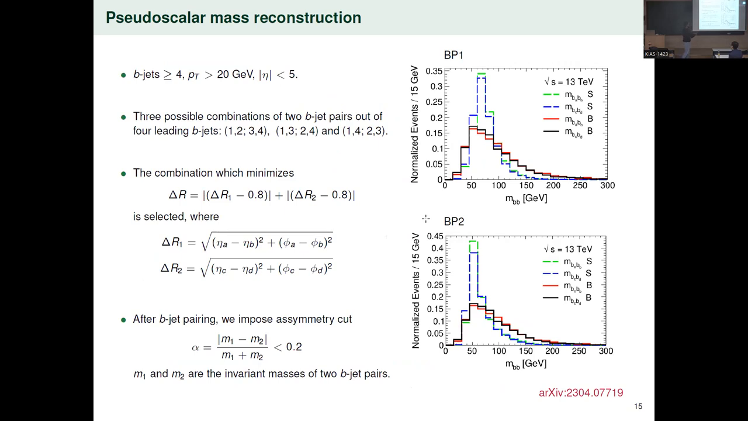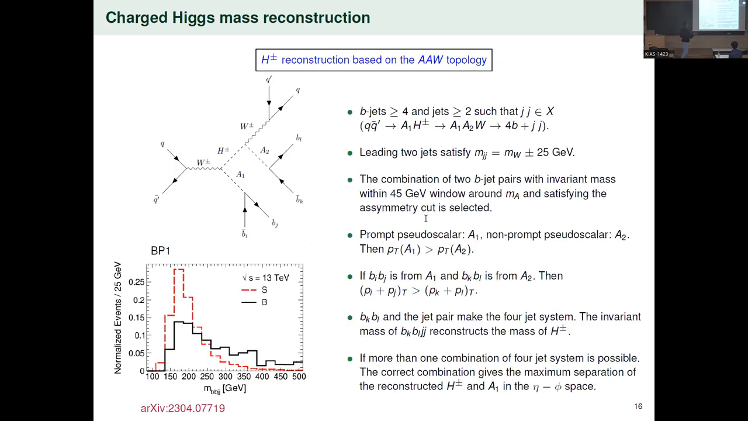Okay, so I have explained the pseudoscalar reconstruction, the daughter Higgs reconstruction. Now I will go to the parent Higgs reconstruction. First I will talk about the charged Higgs reconstruction. This charged Higgs reconstruction is primarily based on the AAW topology.